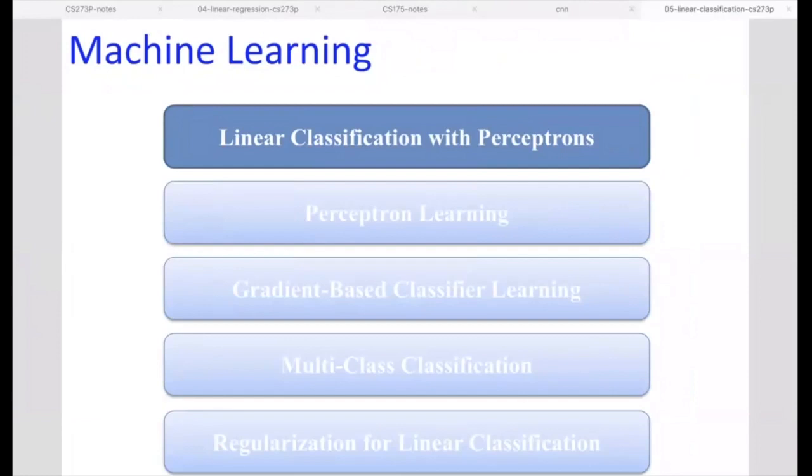So we're going to talk about, first of all, linear classification with perceptrons, a classification model based on linear models. And then we're going to talk about perceptron learning, right? How the perceptron applies the learning algorithm. And then we're going to transition toward formulating a loss function and applying the gradient descent methodology to solve this problem. So let's start with the perceptron learning.